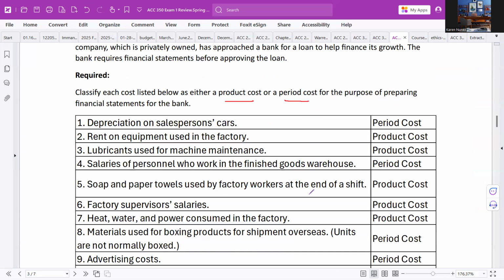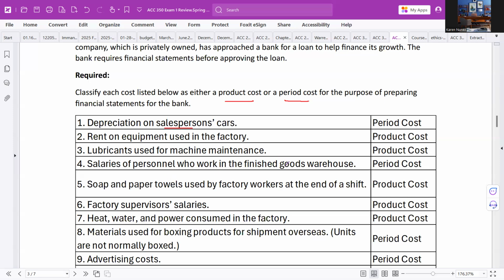If it's not related to manufacturing, if it is a cost that is not incurred during the manufacturing process, well, then it's just a period cost. So for example, depreciation on the salesperson's cars, that's not manufacturing related, it's a period cost. Rent on equipment used in the factory, well, it's used in the factory, it's a product cost. Lubricants used for machine maintenance, it's related to manufacturing, it's a product cost.